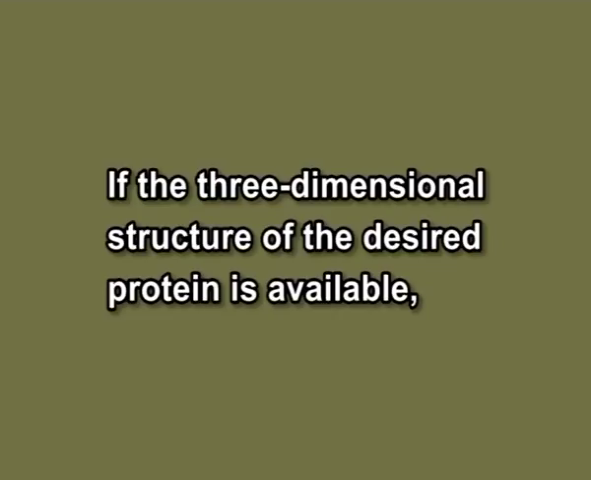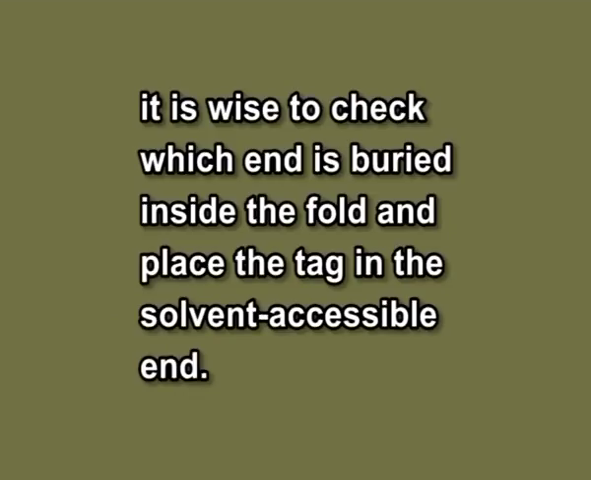Being small, peptide tags are less likely to interfere when fused to the protein. Vectors are available that allow positioning of the tag at either the N terminal or the C terminal end. If the three-dimensional structure of the desired protein is available, it is wise to check which end is buried inside the fold and place the tag at the solvent accessible end.